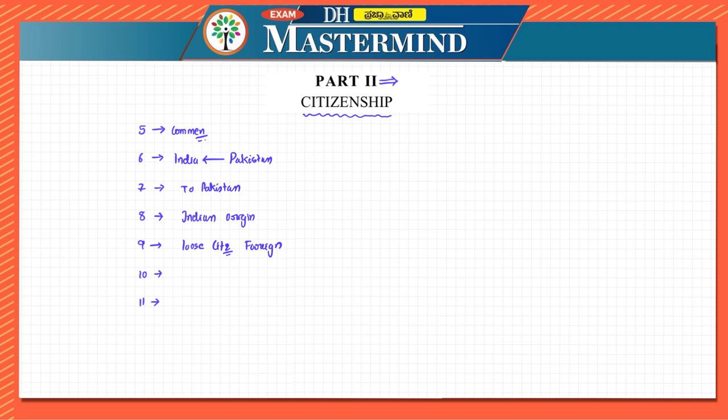Article 10 says about the continuance of the right of citizenship, that is, every person who is or is deemed to be a citizen of India under any of the foregoing provisions of this part shall, subject to the provisions of any law that may be made by the parliament, continue to be such citizen, etc.